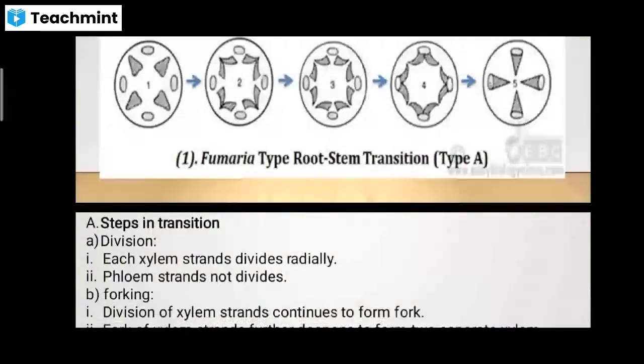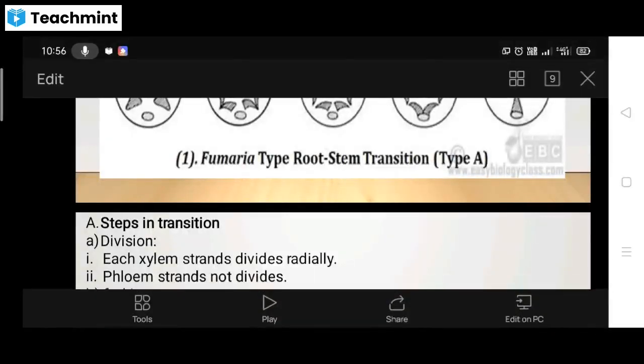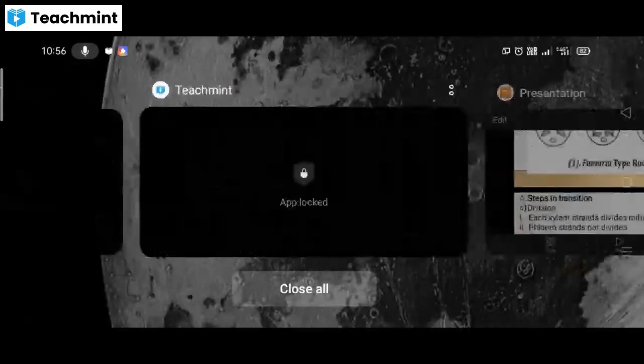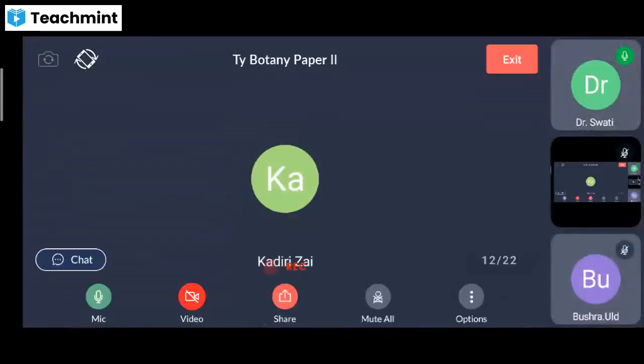The remaining types we will discuss in the next lecture. So now I stop this sharing.